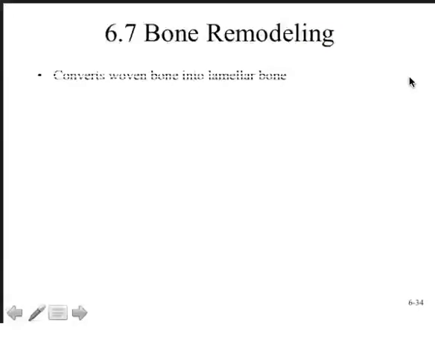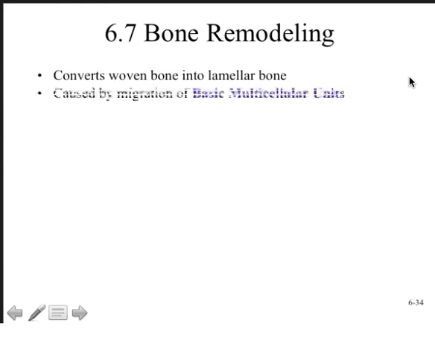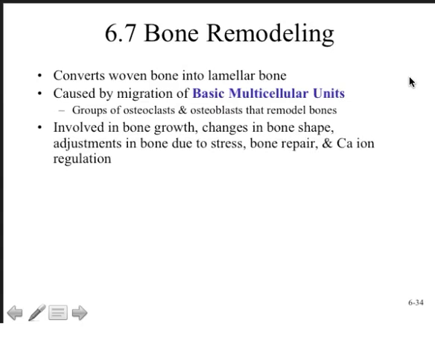Okay, now bone remodeling is essentially a process that responds to applied force. It converts woven bone into lamellar bone, and it's caused by migration of basic multicellular units. These are groups of osteoclasts and osteoblasts that work as a team to remodel bone. The osteoclasts, of course, are the bone dissolvers, and the osteoblasts are the matrix depositors. They're involved in bone growth, in changes in bone shape, and in adjustments to the bone when you apply stress to it, as well as bone repair and calcium ion regulation.